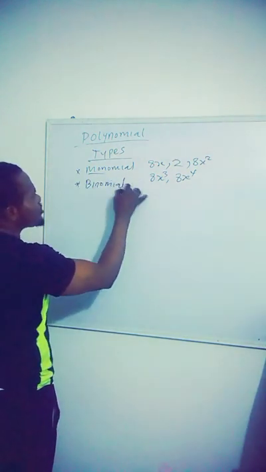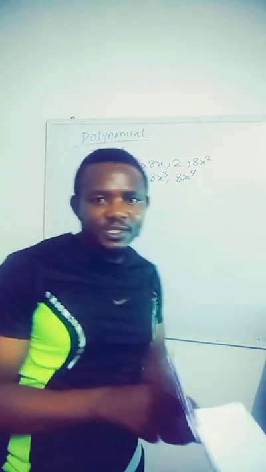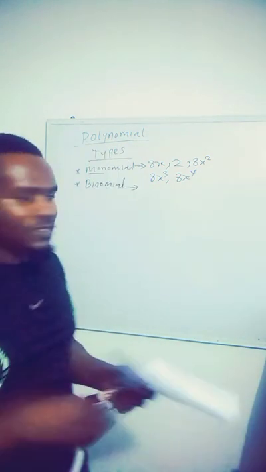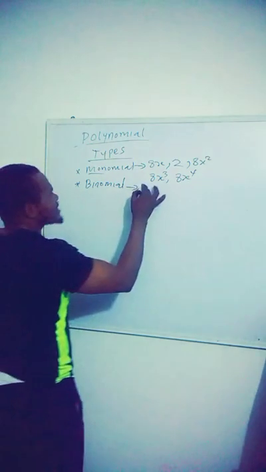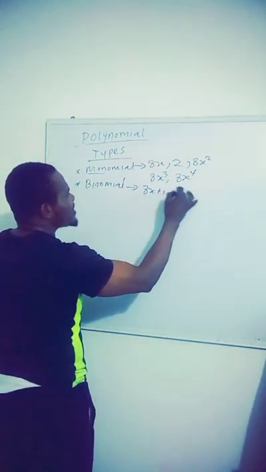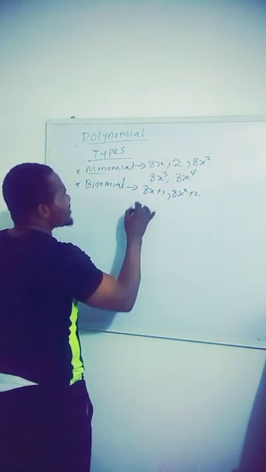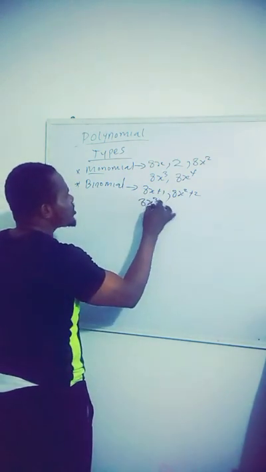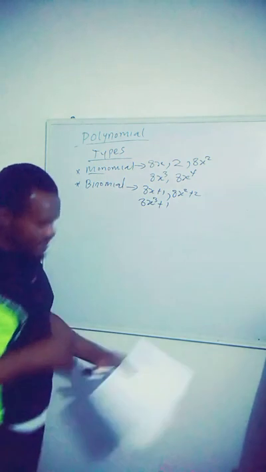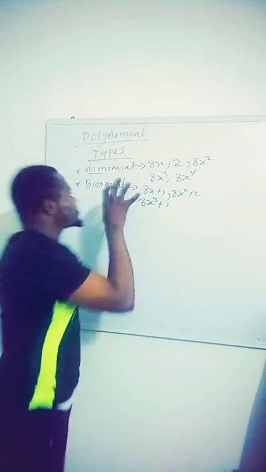Binomial. So binomial involves two terms in the expression. You can have a binomial as 8x plus 1. This is a binomial. You can also have 8x squared plus 2. This is a binomial. You can have 8x cubed plus 1. This is a binomial. As long as you are having two terms in that form, it is a binomial.